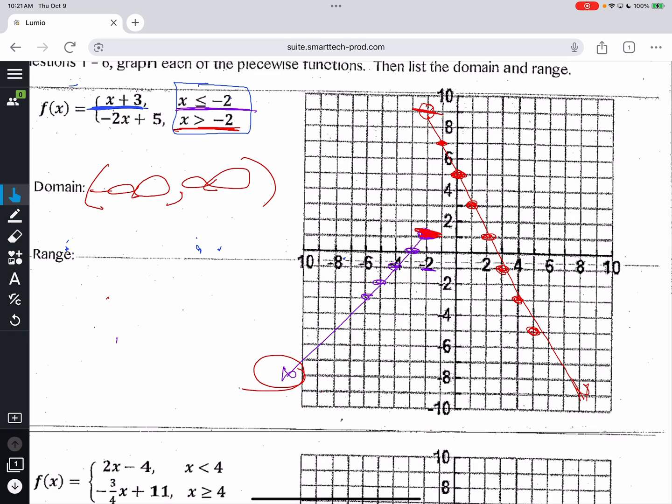Then we got to look at your y-axis to figure out the range. We know we have arrows down here. So it's going to at least start in negative infinity. How high up the y-axis does it go? All the way up here to 9. Did it include 9 or was that a circle? Circle. So it's a parenthesis.